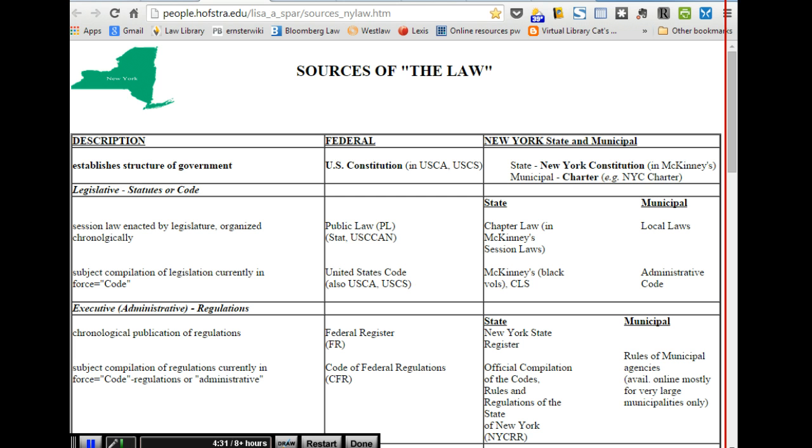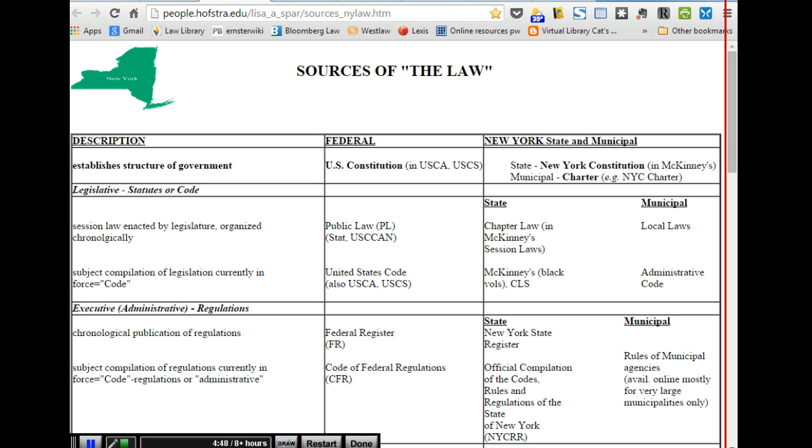Okay, so as we mentioned, the Constitution establishes, at least for the federal and state, the three branches we've all learned about: legislative, executive, judicial. So of course on the federal end, legislative is of course the House and Senate.